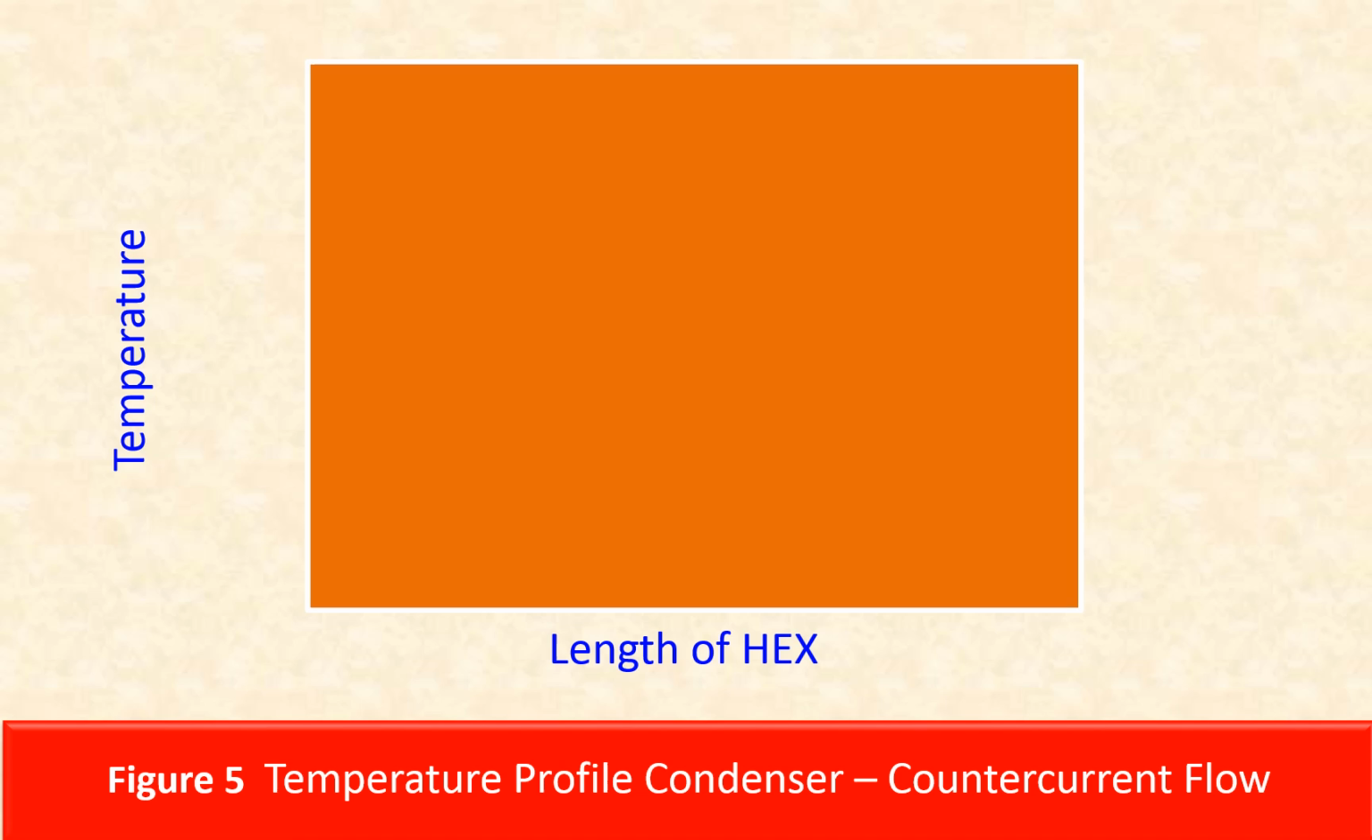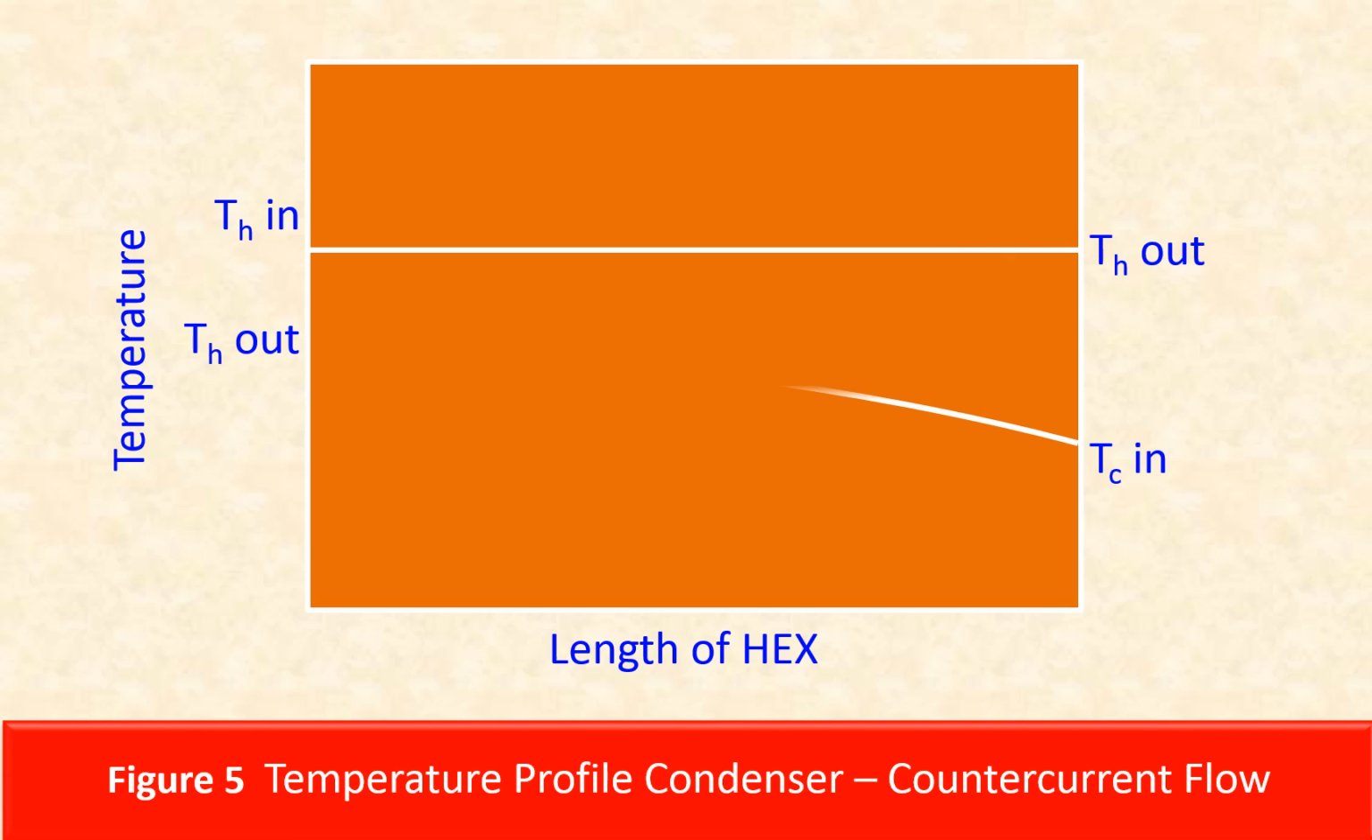This figure illustrates the temperature profile of a countercurrent condenser. Note that the steam is losing only the latent heat. Hence, the hot stream temperature profile is constant. That is, the TH in is equal to the TH out.